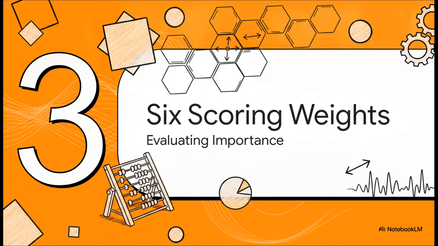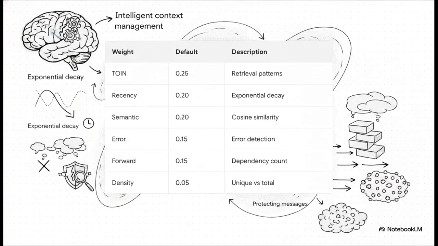Section 3, the 6 scoring weights. Let's look at the actual math here. These 6 automatically normalized factors are basically the recipe for AI memory. First, TOIN importance is at 25% for learned retrieval patterns. Recency gets 20% with an exponential decay, so newer stuff still matters. Semantic similarity is another 20%, meaning if you loop back to talking about databases, old database messages get bumped up. Error indicator sits at 15% to preserve vital troubleshooting steps. Forward reference is 15%, protecting messages that others depend on so logical chains don't break. And finally, token density at 5% favors unique info over repetitive fluff.